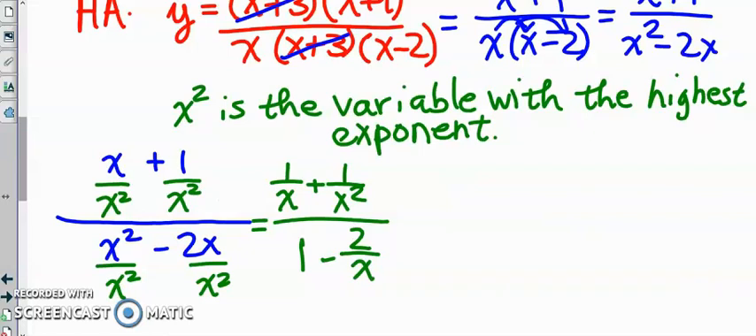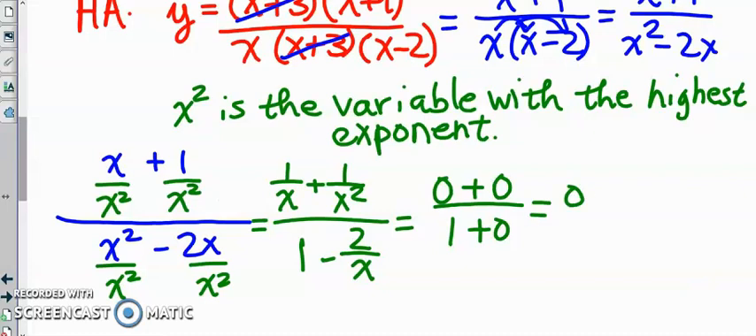All right, cool. So we said anything that has a fraction goes to 0. So this part we have 0 plus 0 over 1 plus 0. So technically we have 0 over 1, which is 0. So our horizontal asymptote is y equals 0. So we have 2 vertical asymptotes. We have 1 horizontal asymptote. We have a hole in the graph.